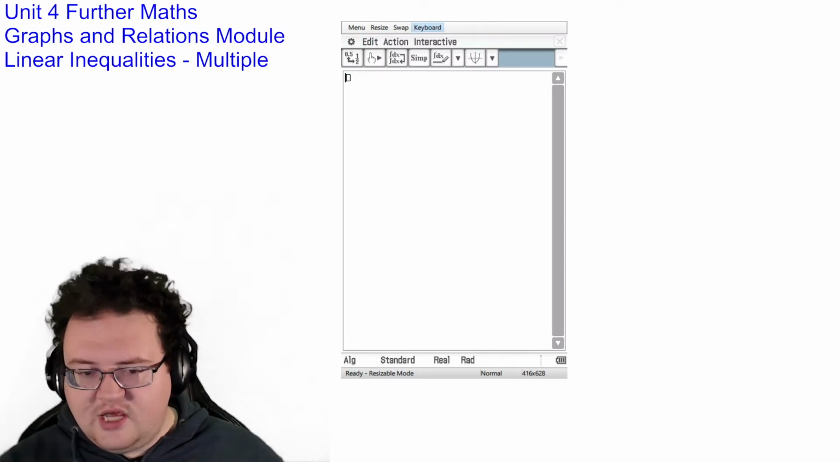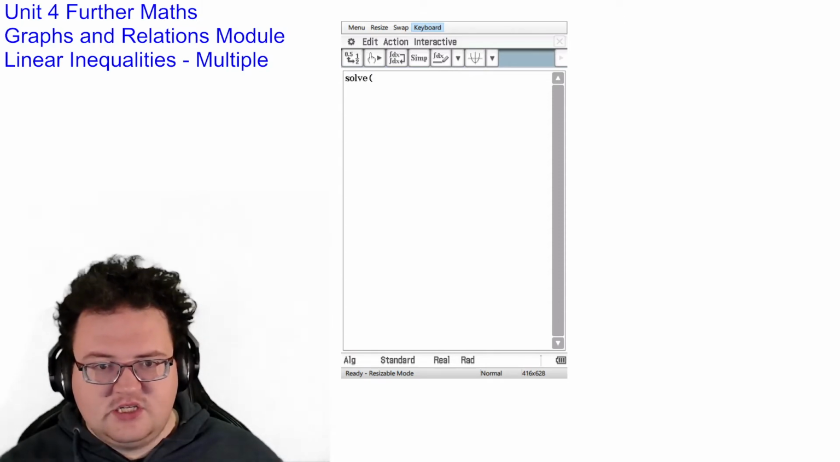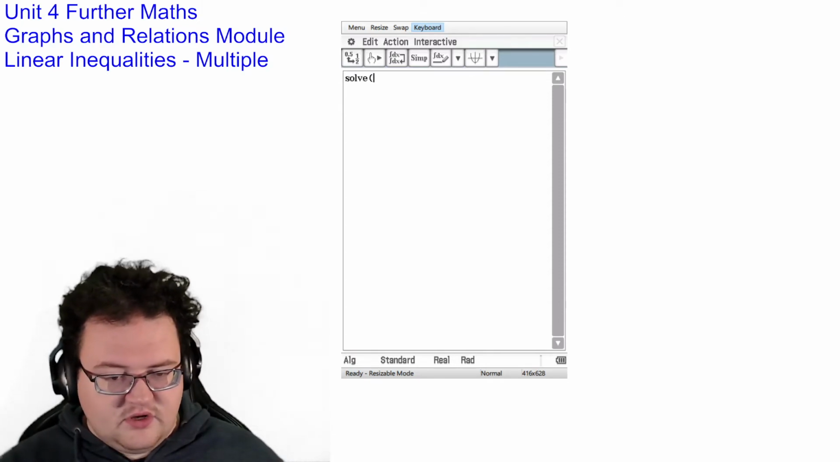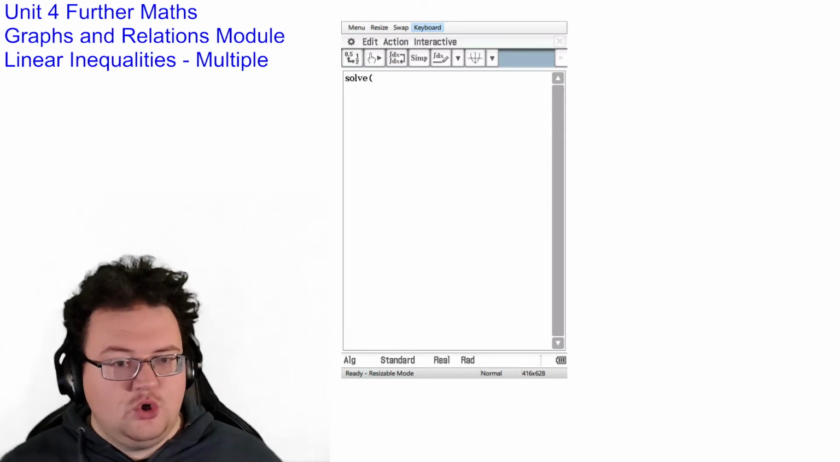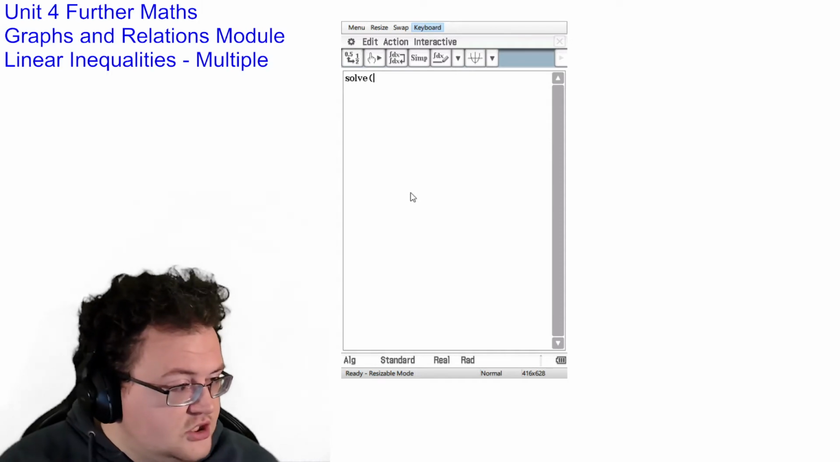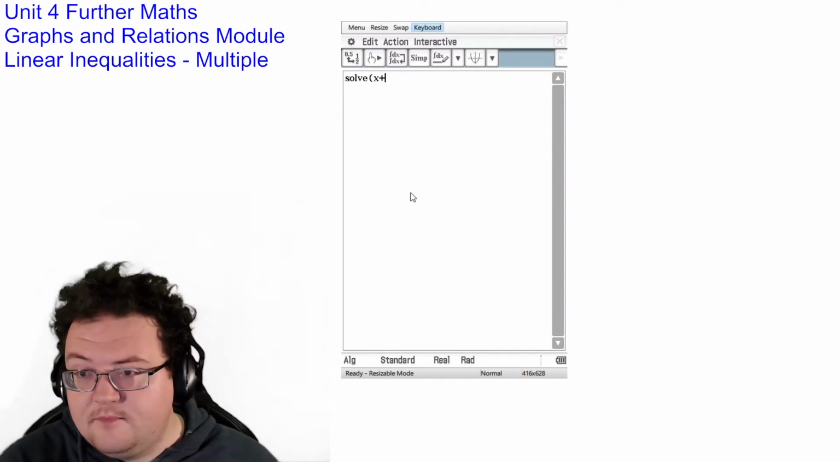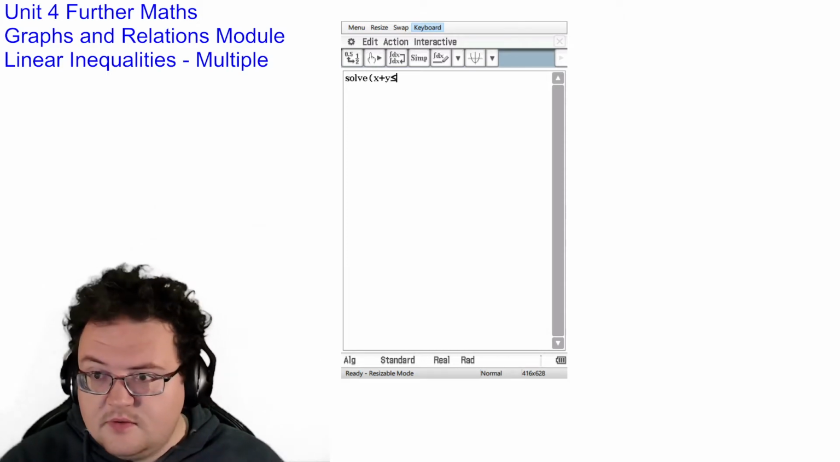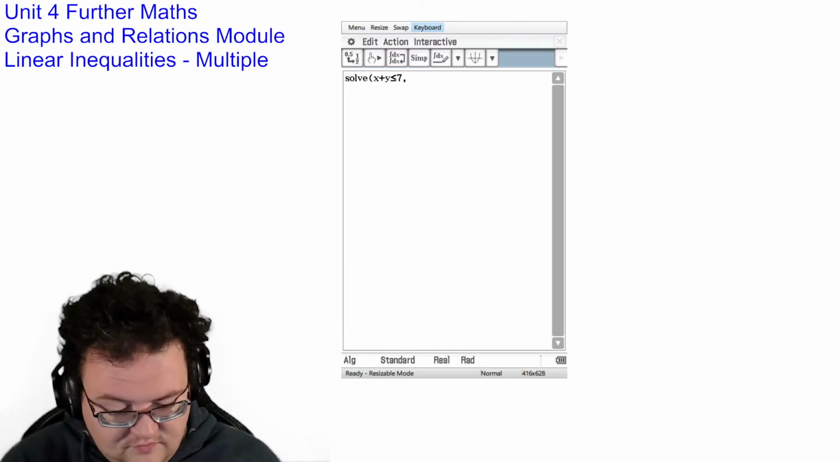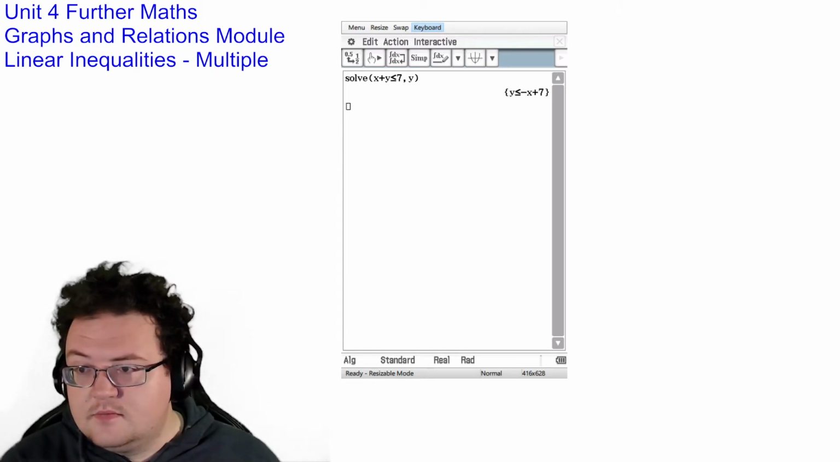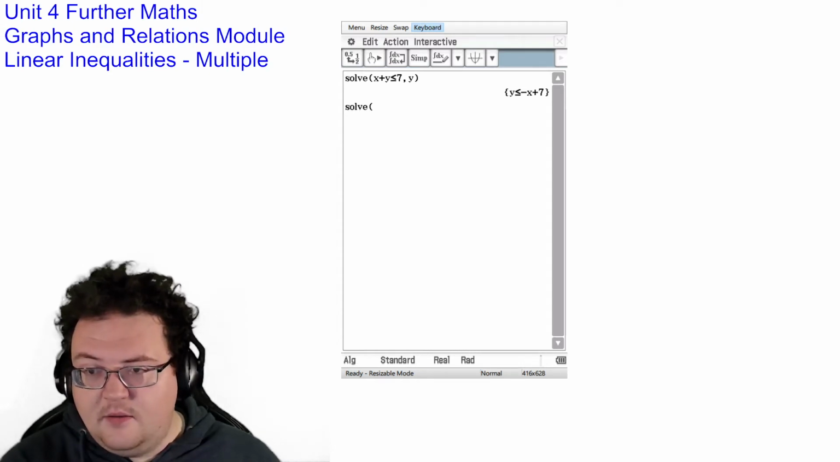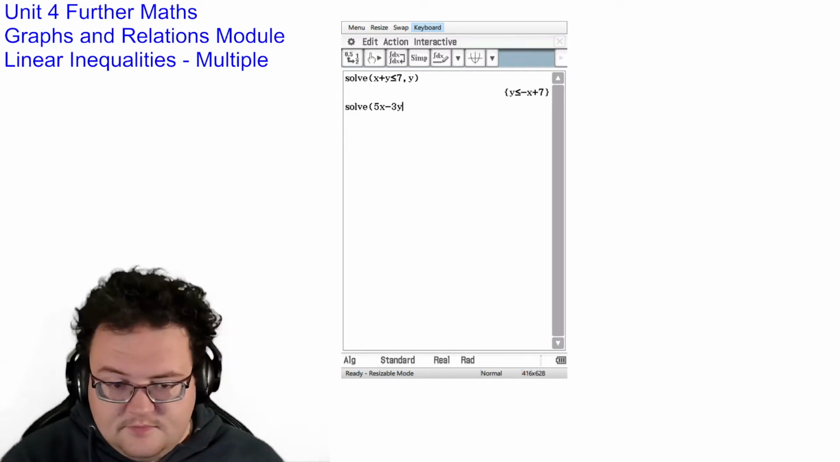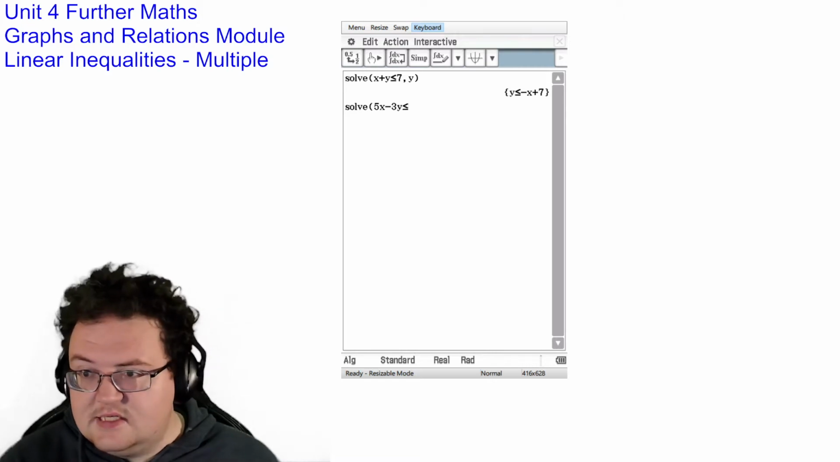So on your keyboard, under Math 1 is solve. It's also found under Math 3 because Math 3 also has your inequality symbols. So what I'm going to do is I'm going to do x plus y, and make sure I use the correct symbols, less than or equal to 7, and I want to solve that for y. So I've got that one. And then I'm going to put in 5x minus 3y is less than or equal to 15, y.